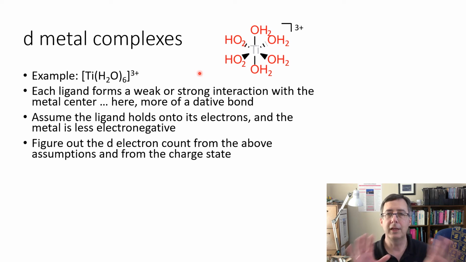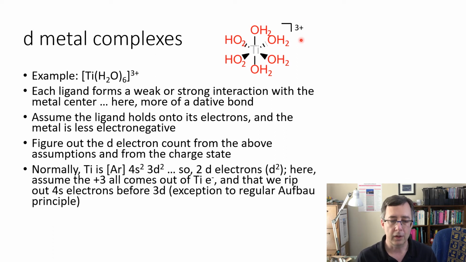So I use these assumptions when I'm figuring out how many d electrons are there in the complex. And I also obviously have to look at the charge state of the entire complex. So 3+ will be very important. So what about titanium? What is it normally? Well, normally it's got an argon core for an electron configuration, and then it's 4s2 3d2, as you could see if you look it up on the periodic table. That's where it's situated. So it has in the bare atom 2 d electrons, or a d2 configuration.